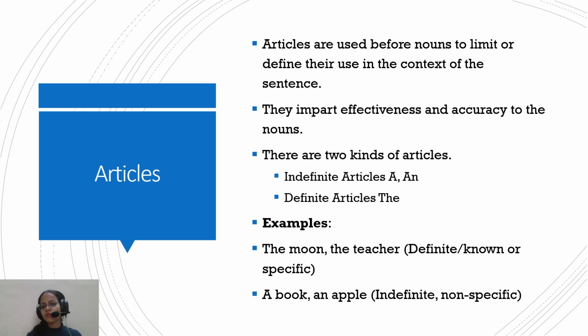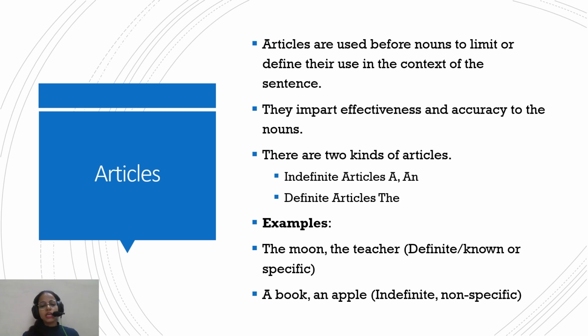Articles are used before nouns to limit or define their use in the context of a sentence. They impart effectiveness and accuracy to the nouns. So there are two types of articles. They help us understand whether the noun is being talked about in a general context or in a specific context. And the two kinds of articles, that is indefinite or definite articles, help us in understanding that.